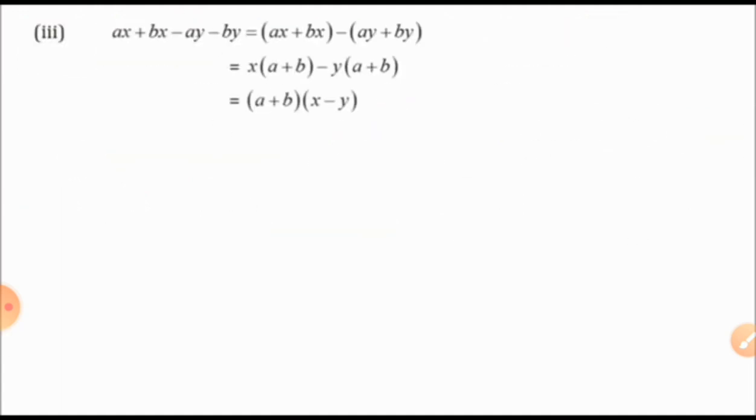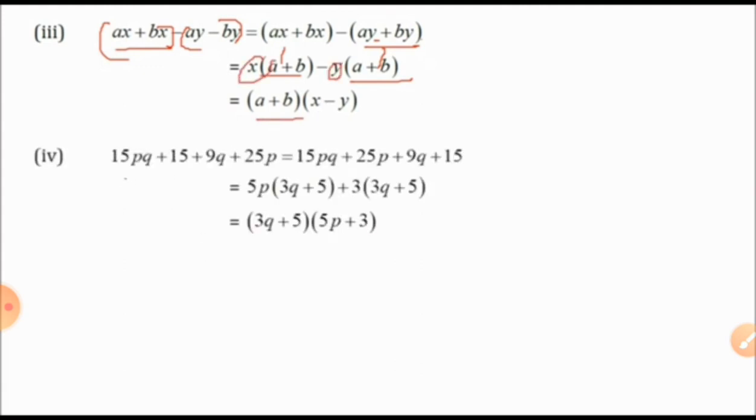Third one: ax plus bx minus ay minus by. What is the common one, beta? Ax plus bx, x will be the common, and in the second one, minus y I am taking. Minus y, okay, a plus b will be there. On both the terms a plus b is present. I can take out a plus b, and x minus y will be the answer.